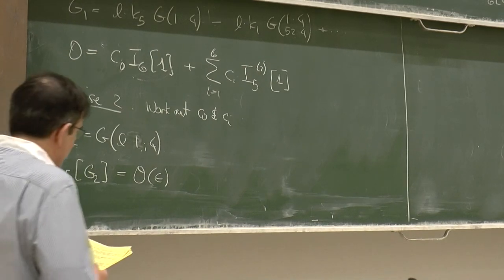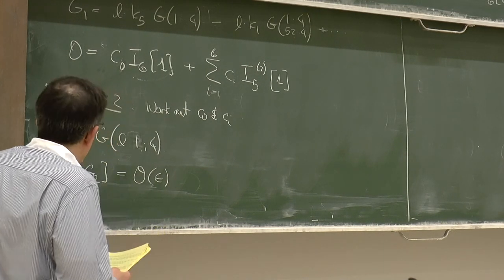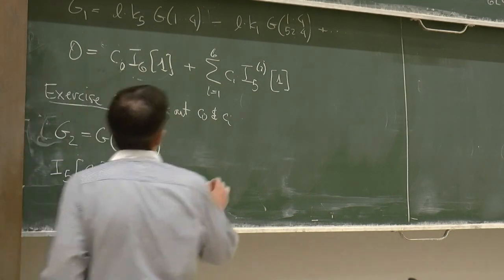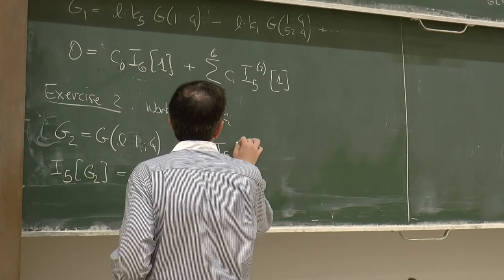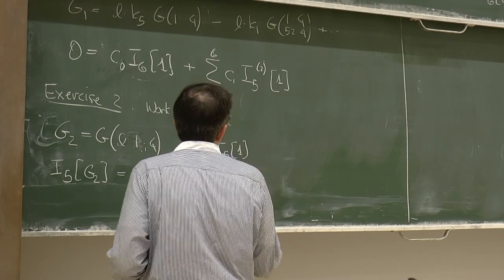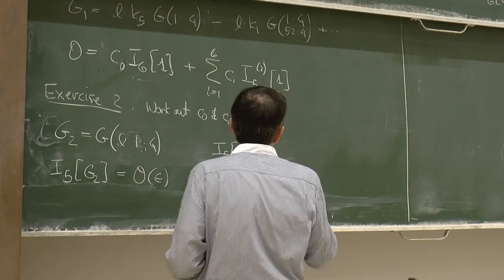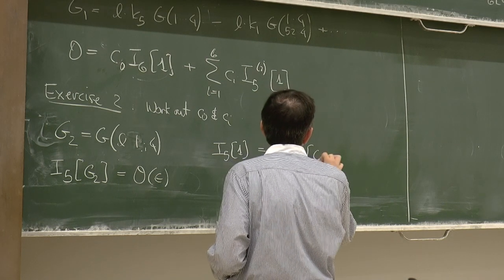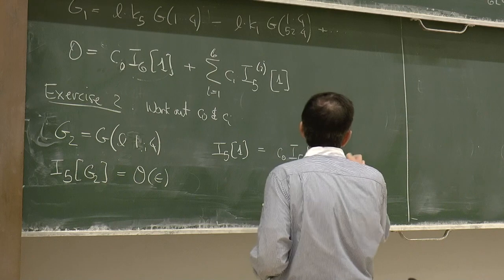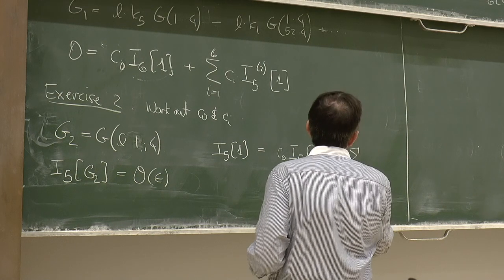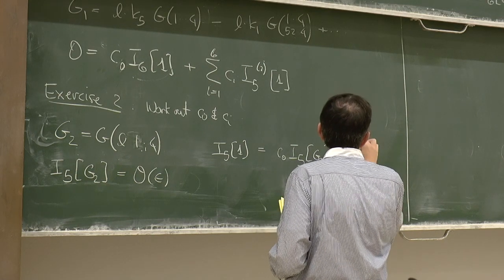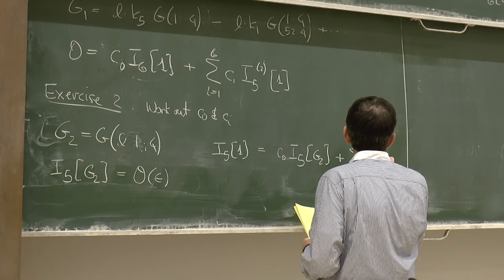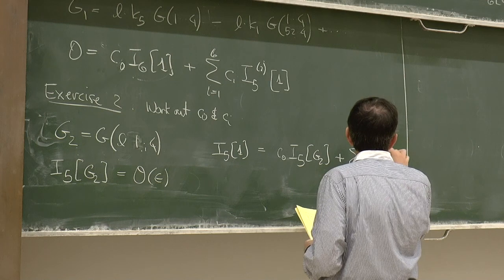And so that means that I can now find a relation between I5, the scalar integral, and some coefficient times I5 of G2, plus, in the same analogous way to what we had earlier, some set of coefficients, but now they're box integrals.